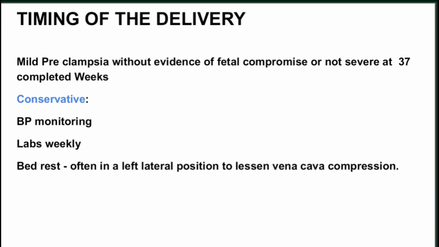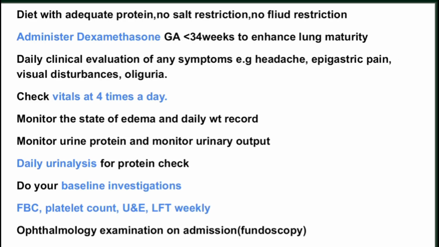So the timing of delivery for these patients for mild preeclampsia, we have to do conservative management. So we admit them to the ward, we do BP monitoring and our labs weekly. We put them on bed rest in a left lateral position to lessen venous cava compression, and then we do daily clinical evaluation of any symptoms, headache, epigastric pain, visual disturbances, or oliguria. We check vitals at least 4 times a day. We monitor the state of edema and daily weight record.